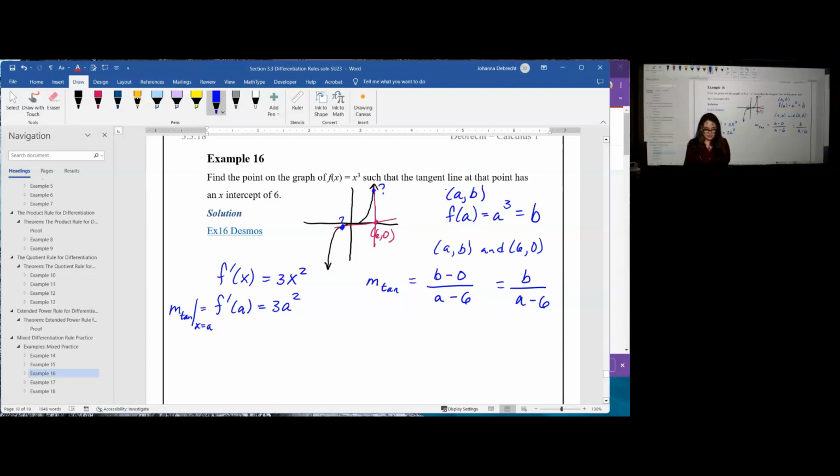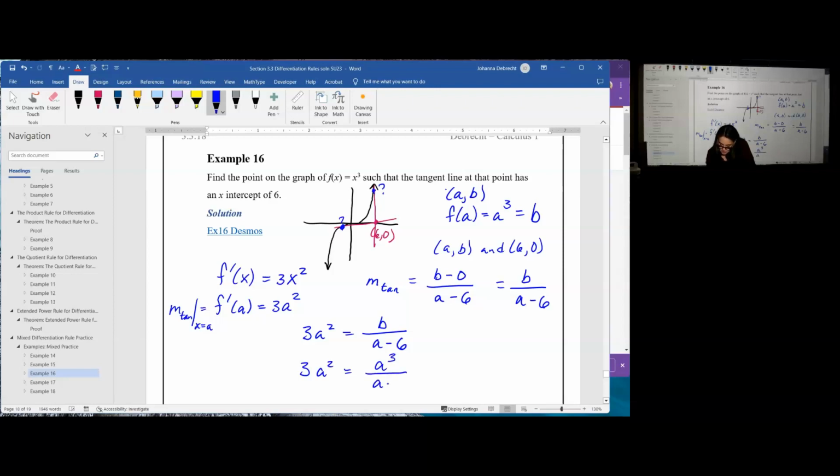And this gives me another formula for the slope of the derivative at the point (a, b), which is b divided by a minus 6. Now, I know these have to be equal to each other, so let's set them equal and solve for a or b. Now, I've got both a and b in my equation, that 3a squared equals b divided by a minus 6. I need another equation to solve the system. I have it, though, because (a, b) is on the original function, x cubed, which tells me that b is a cubed. I can replace the b with a cubed.